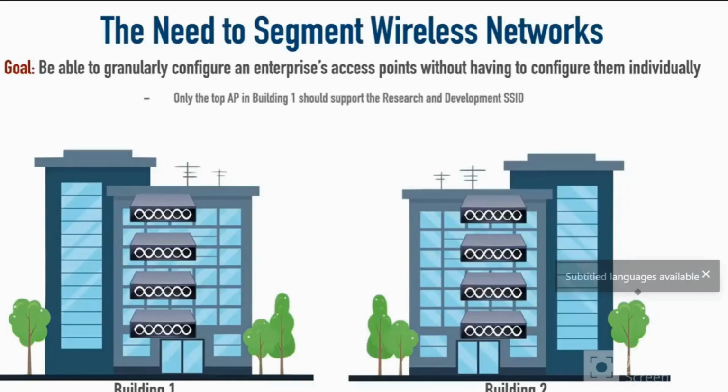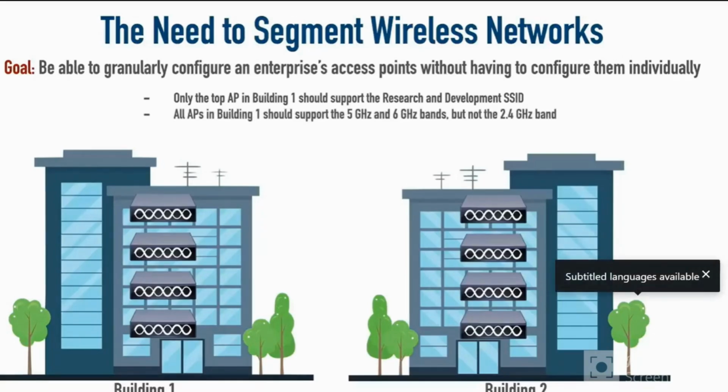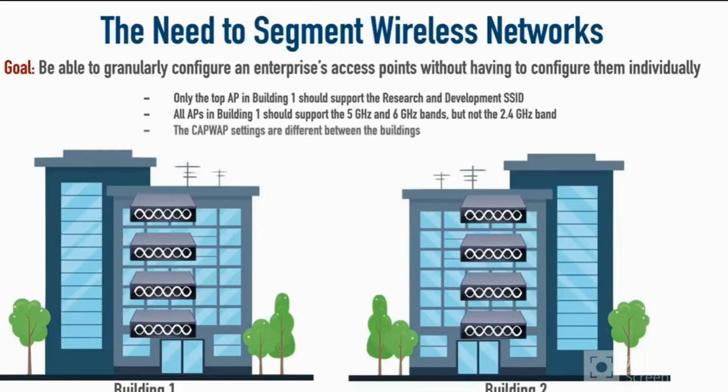For example, let's say in these two buildings, only that top access point in building one, only it should be advertising the SSID or the wireless network name for the research and development department. The other 7 access points should not be advertising that. Maybe all of the access points in building one should support the 5 and 6 gigahertz bands, but not the 2.4 gig band, while all 3 bands should be supported in building 2. And let's say that our CAPWAP settings, like different timers, are different between the different buildings. And in this video, we want to consider a strategy for accomplishing a goal like this.